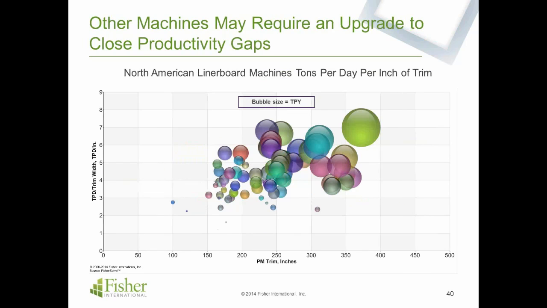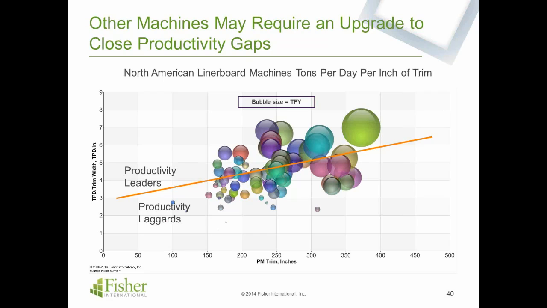One of the other reasons that could drive rebuilds is a productivity issue. Again, we'll stick with North American linerboard machines, and this is a metric that I like to use a lot, and several of my colleagues like to use as well. We look at productivity in terms of tons per day per inch of trim on a machine, and we plot that against the width or the trim of the machines. So what we're doing is we're looking at similarly sized machines and comparing their output.